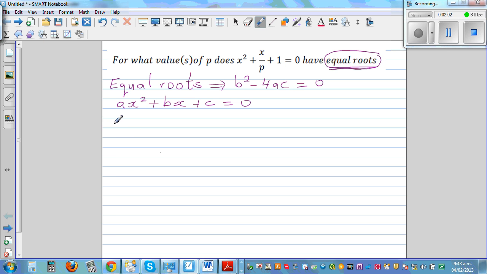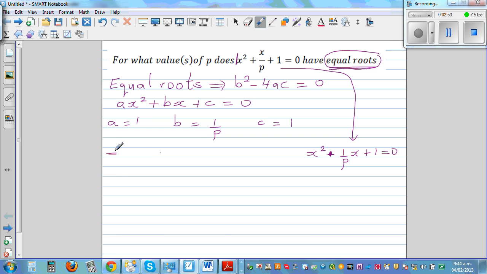So the next step is to write what a, b, and c are, looking at the equation. Comparing with the equation, we can clearly see that a, the coefficient of x squared, is 1. Your b is, interestingly, 1 over p, and c is also 1. For those who don't understand how b is 1 over p, this can be written as x squared plus 1 over p times x plus 1 equal to 0. That's why b is equal to 1 over p.